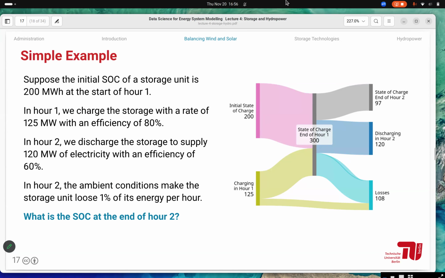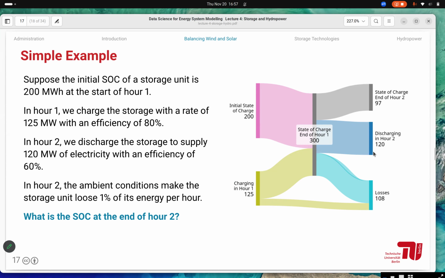So basically, the first column here is the start of hour one. The second column is the end of hour one. And the third column would be the end of hour two. So within hour one, we start with an initial state of charge of 200. We charge with 125 megawatts of electricity, out of which 20% go to the losses. So we're actually charging with 100 megawatts. So at the end of hour one, our state of charge would be 300.